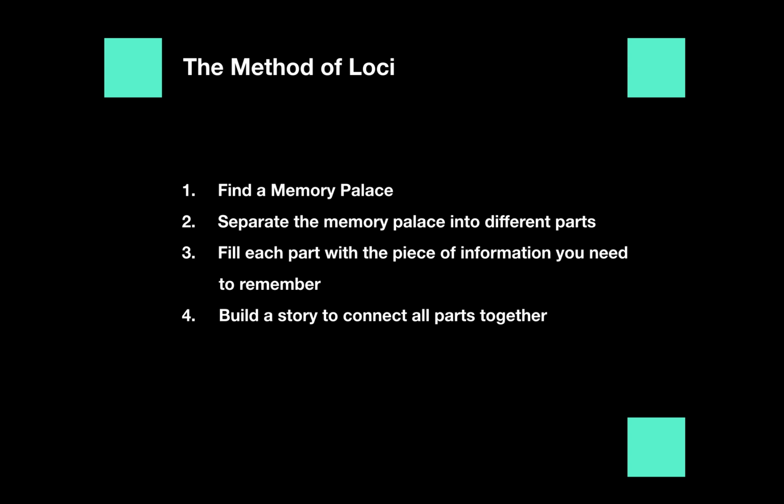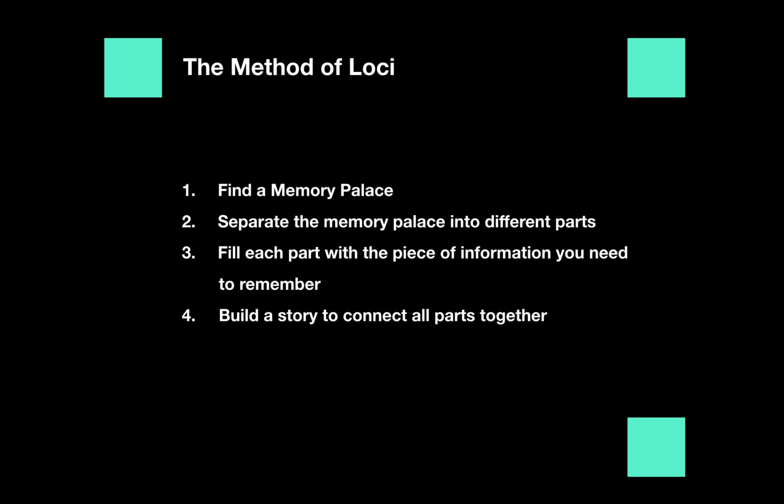Let's look into more details of the method of Loci and how to use it. Firstly, we need to find a memory palace. For example, it can be the house we live in, our classroom, our school, or anywhere we are familiar with. Secondly, we separate the memory palace into different parts. For example, in our house, we have a bathroom, a living room, and a bedroom. Each is a part of this memory palace. And we fill each part with a piece of information we need to remember.